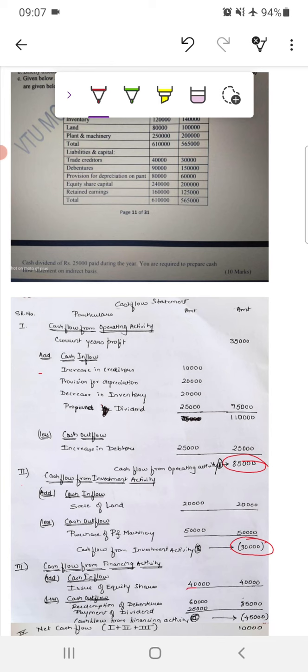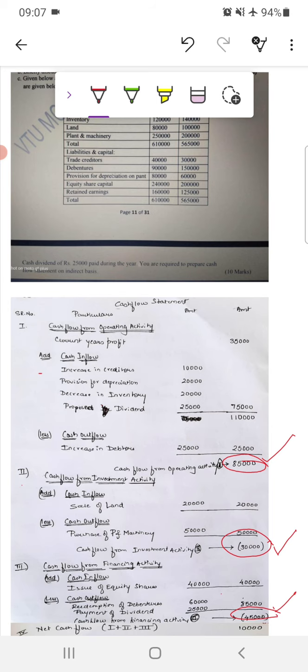Okay. Then coming to the financing activity, first take the cash inflows. There is only one cash inflow, that is 40,000. So take it outside, 40,000. Then cash outflow is 60,000 plus 25,000, that is 85,000 is your cash outflow. So 40,000 minus cash outflow, that is 85,000, gives you minus 45,000. So your cash flow from financing activity would be minus 45,000.